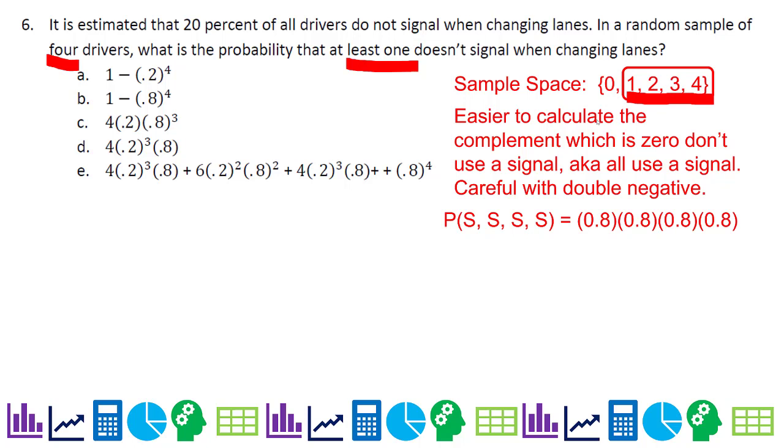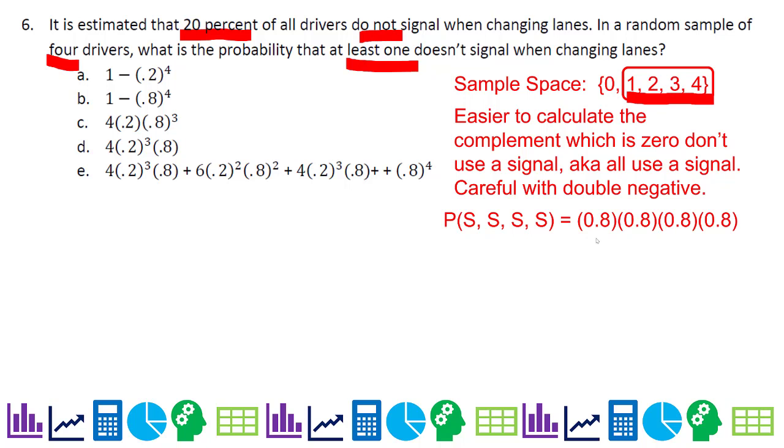And so 0 don't signal, which is really tough because that's a double negative. So that basically is everyone signals. So that's the complement. And so I wrote it as probability of they signal, signal, signal, signal, which is 0 not signaling. That's 0.8. Where did I get 0.8? Well, the probability they don't signal is 20%, right? That's do not signal. But these are people that signal. So 1 minus 0.2 is 0.8.